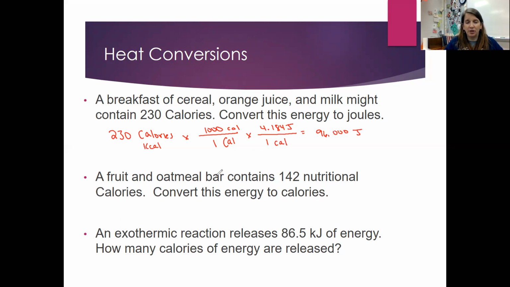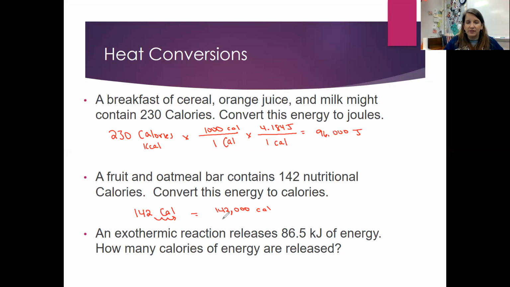A fruit and oatmeal bar contains 142 nutritional big C calories. Remember, I just said if I want to convert from a big C cal to a little c cal, I can just move my decimal point 3 spots to the right. So that would be equal to 142,000 little c calories. That's a comma, not a decimal point.